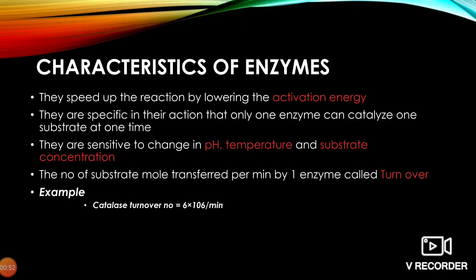Now I would like to talk about the characteristics of the enzymes. They speed up the reaction by lowering the activation energy. They are specific in their action, and only one enzyme can catalyze one substrate at one time. They are sensitive to change in pH, temperature, and substrate concentrations. The number of substrate molecules transformed per minute by one enzyme is called the turnover number. For example, the catalase turnover number is 6 × 10^6 per minute.